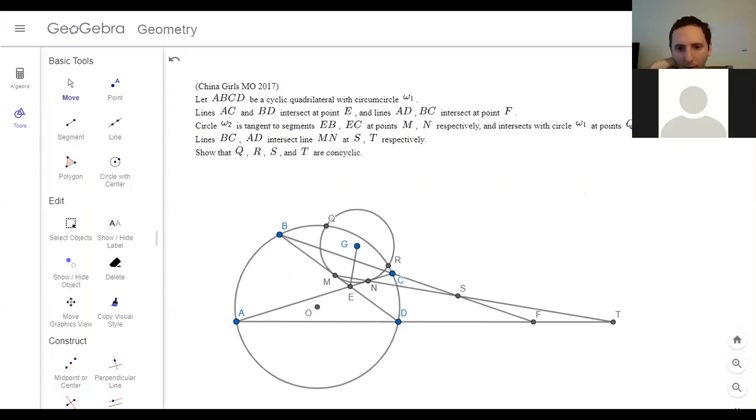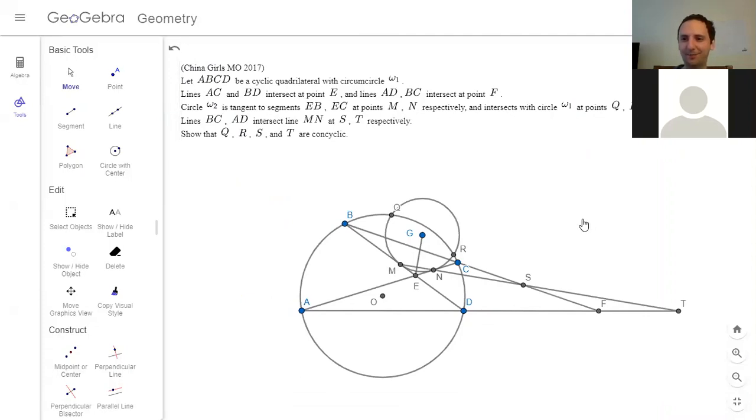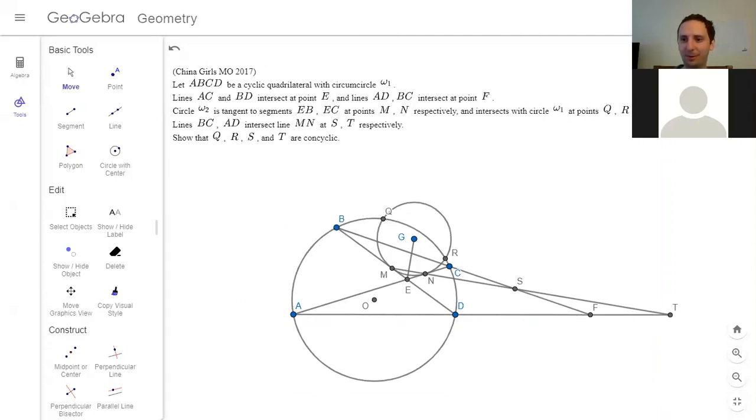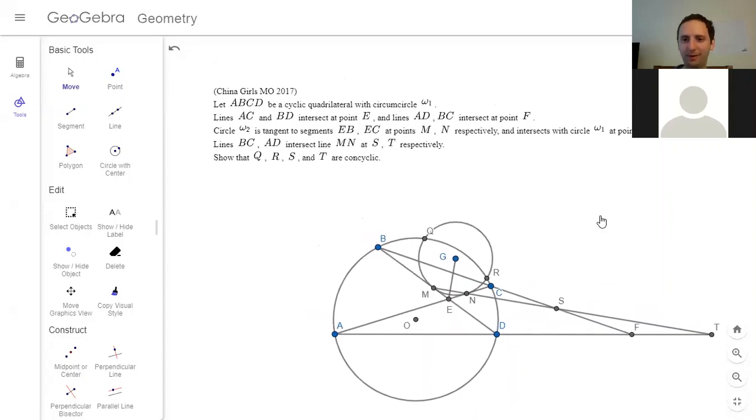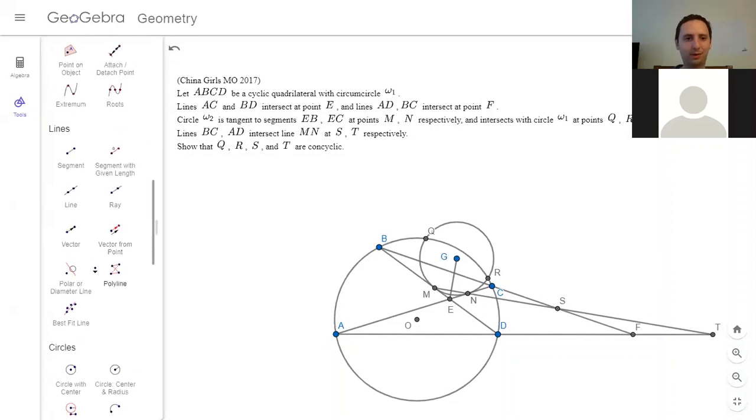Wow. We crushed this one. Yay for the power ratio lemma. It was a great idea. Move this up a little bit. All right. That was pretty fun.